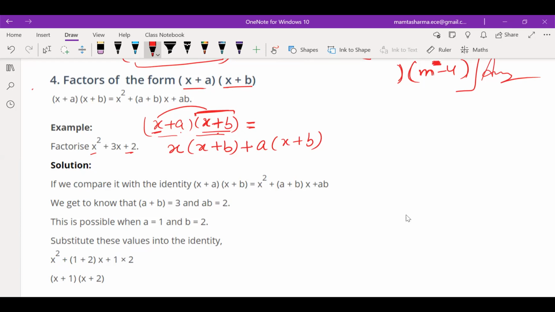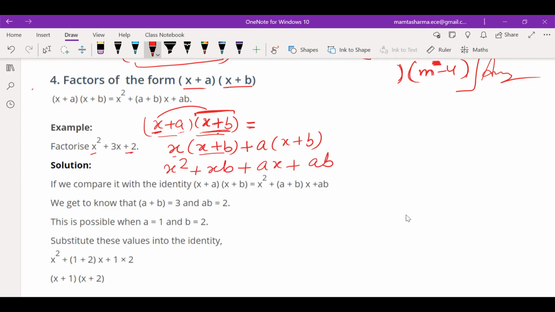Now see, use the distributive law. First multiply x with x plus b, then multiply a with x plus b. Now again multiply this x with both the terms. You will get x square plus xb plus ax plus ab.